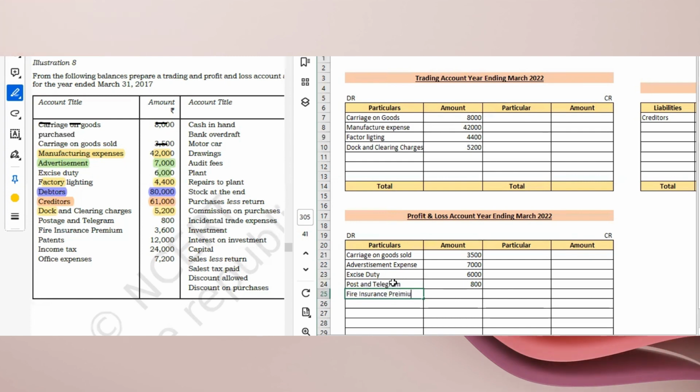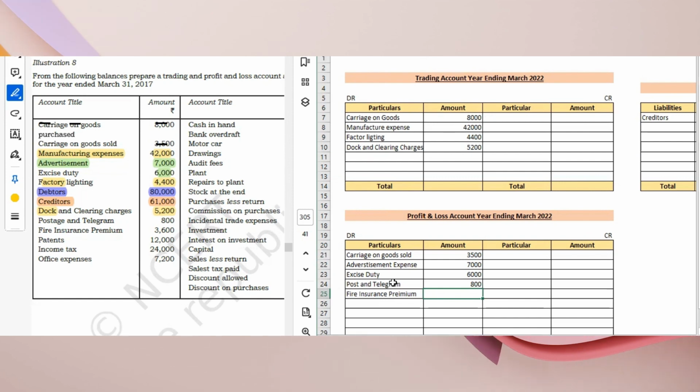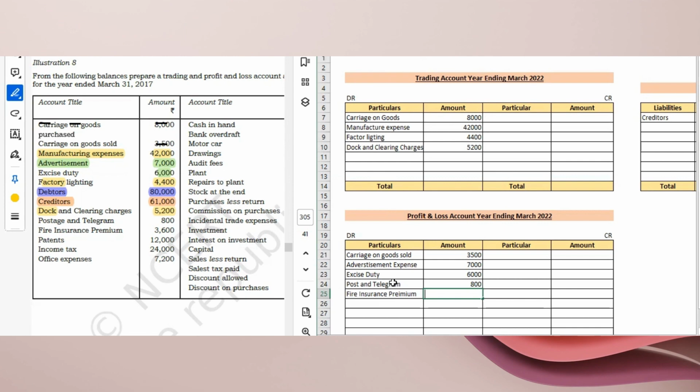Fire insurance premium. For example, if they are mentioning something like fire insurance premium for a factory, it will go under trading account. Fire insurance for office, then it comes under operating expenses. Nothing was mentioned, so we will assume it is for the whole operating as well as trading. So we will consider it as a P&L item, operating expenses, so we will put it here. So 3,600. I will mark it in one shot.